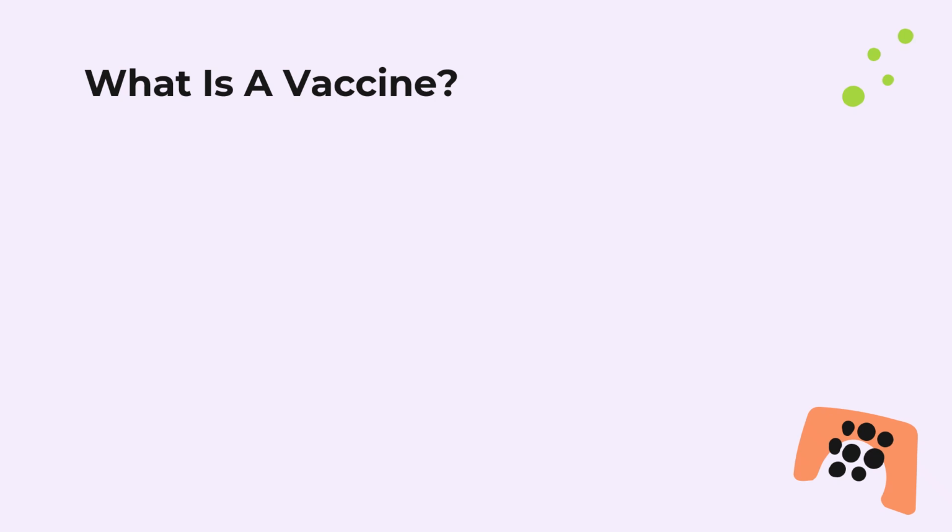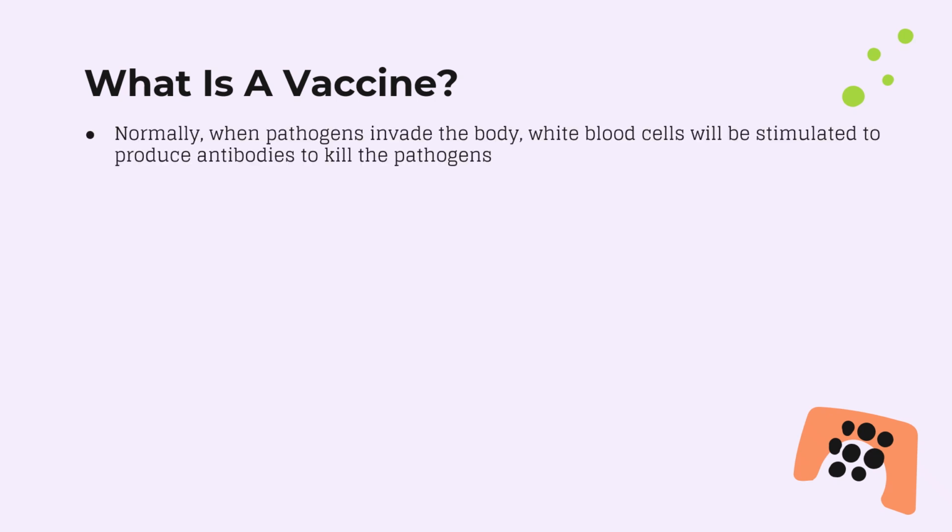with vaccines first. Normally, when a pathogen invades the body, our white blood cells will be automatically stimulated. We will start to produce antibodies, and these antibodies will kill the pathogens. This is quite standard for all diseases. However, it might take some time, and by the time they start to produce the antibodies, it will be too late, and the person will be infected.